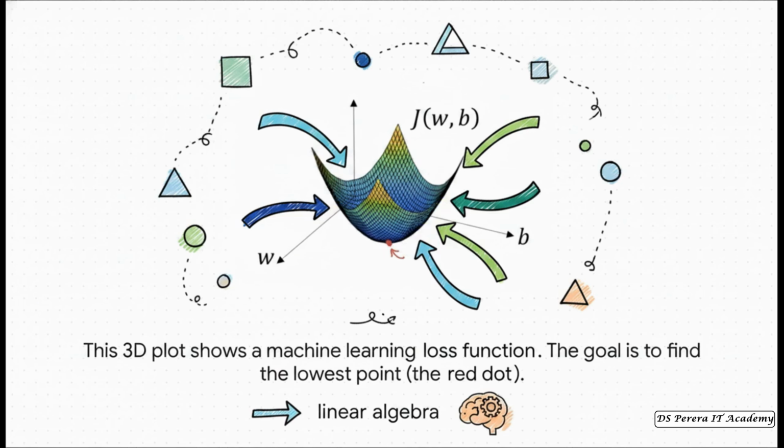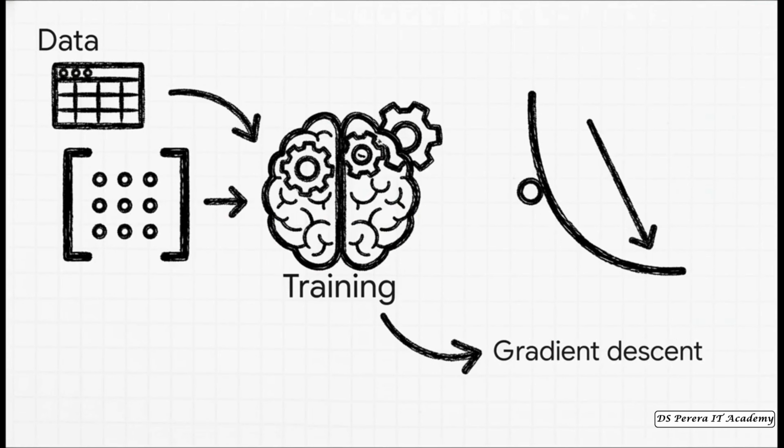This 3D plot might look complicated, but it's a really great way to visualize what's happening in machine learning. Imagine you're standing in a huge, hilly landscape, and your goal is to find the lowest possible point, the deepest valley in the entire area. This 3D surface, which we call a loss function, represents all the possible errors a model could make. The goal of training a machine learning model is to find that deep valley, the red dot, where the error is at its absolute minimum. And linear algebra gives us the tools, like a map and a compass, to navigate this complex terrain and find that sweet spot. So how does a machine learning model actually learn?